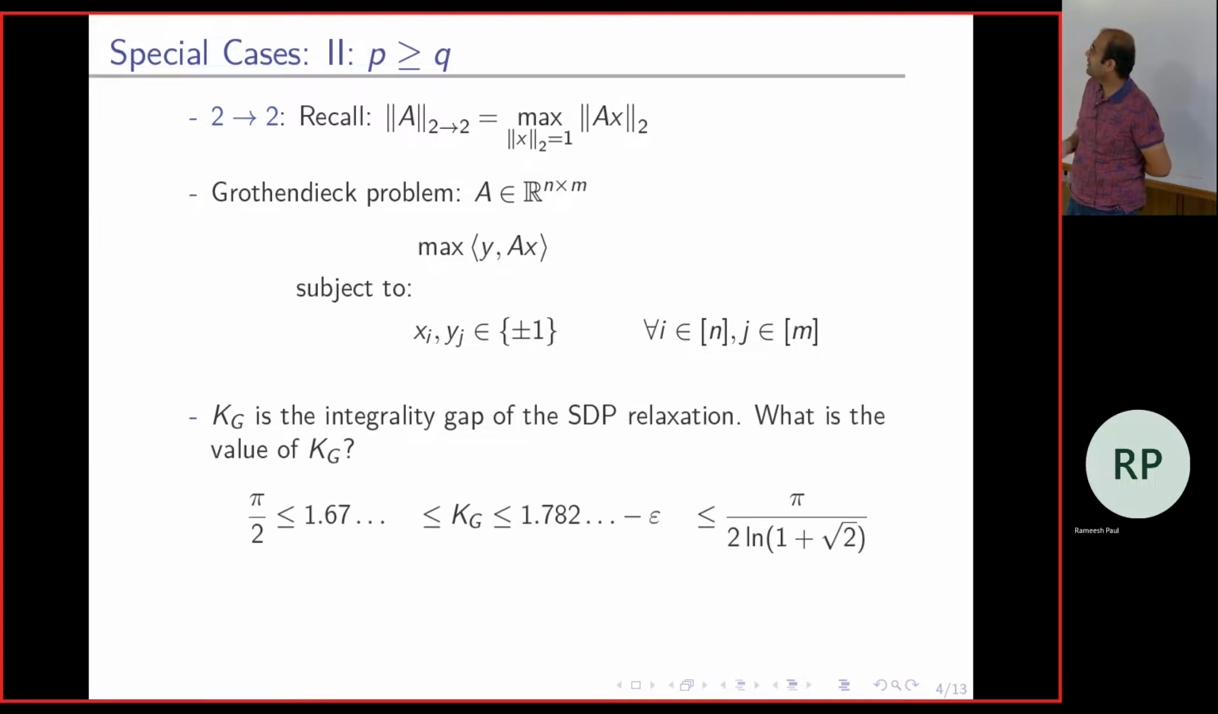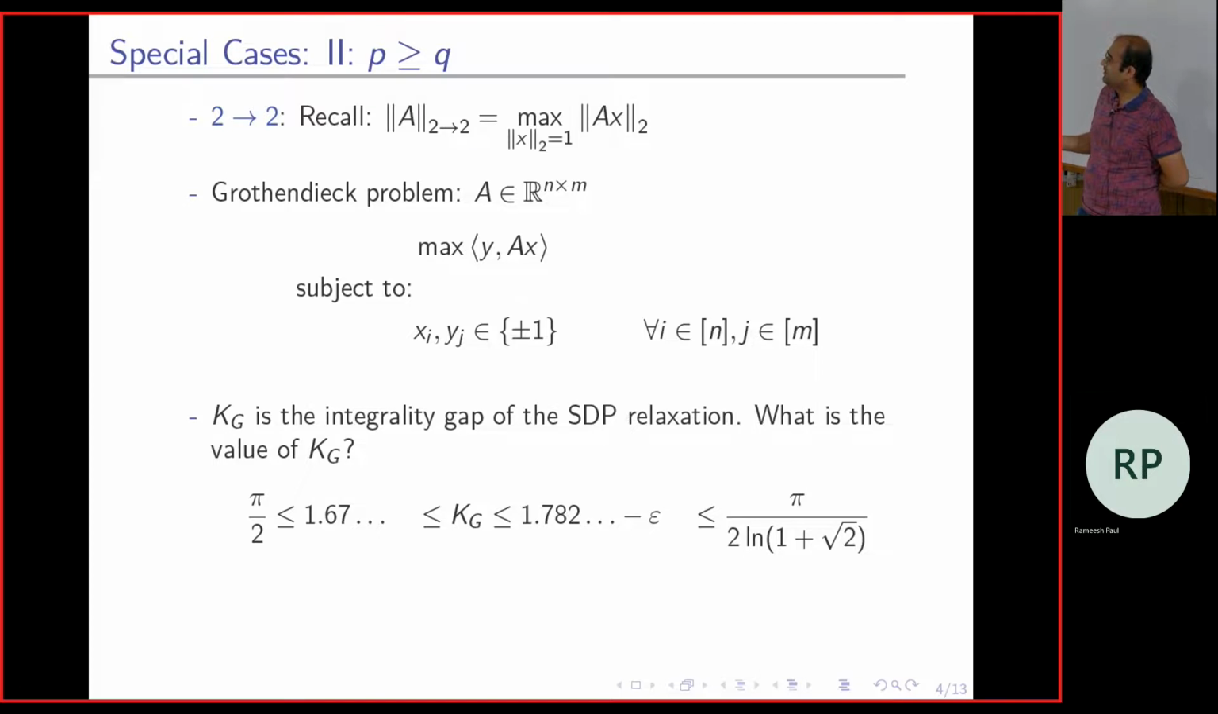Now a long line of work went into figuring out what is actually the integrality gap of this SDP relaxation, which is called the Grothendieck constant. Grothendieck proved this is bigger than pi over 2, and here 2.3, Grothendieck's upper bound.